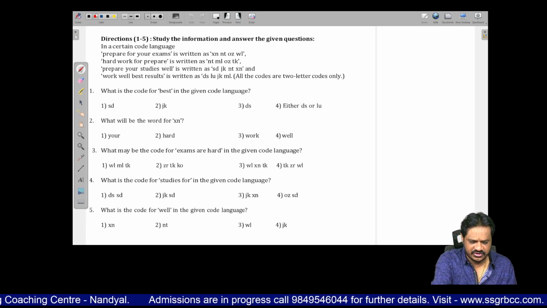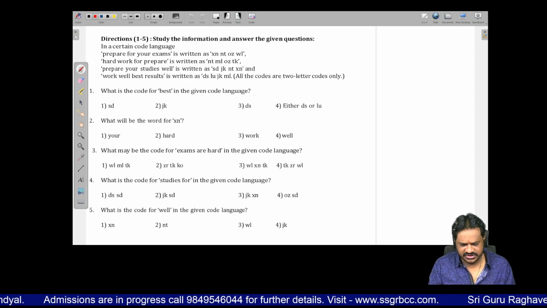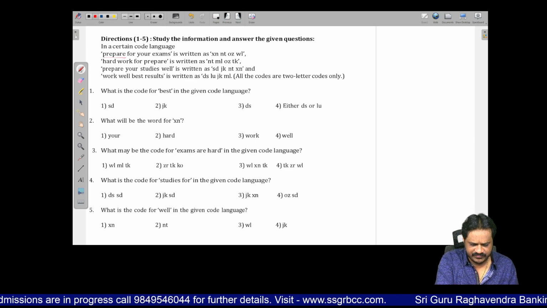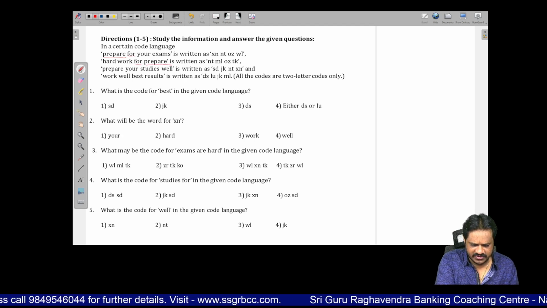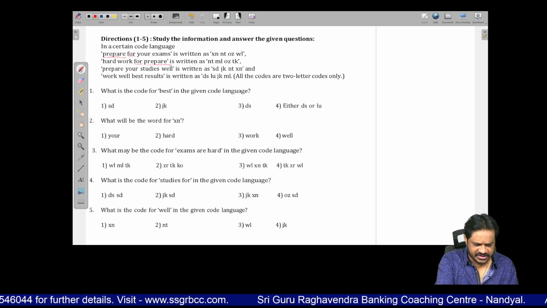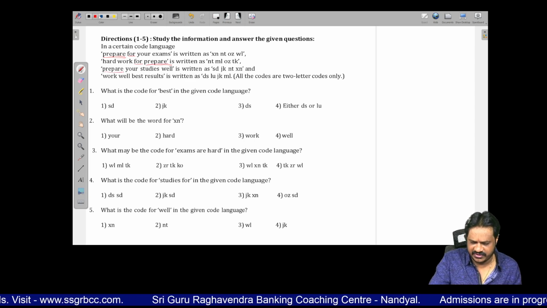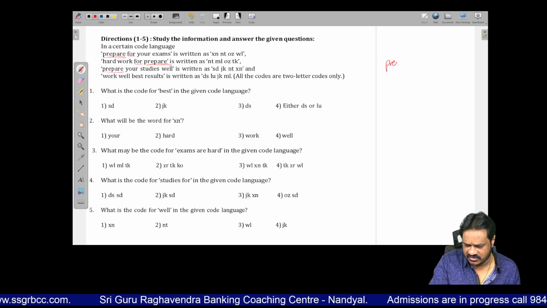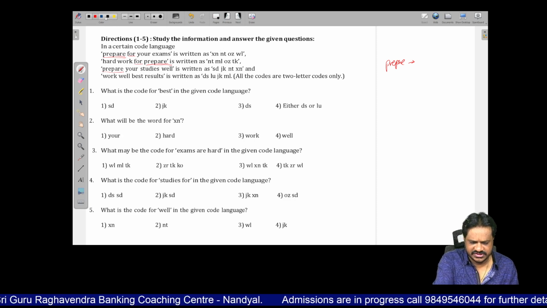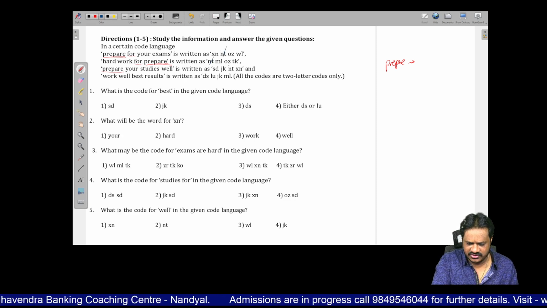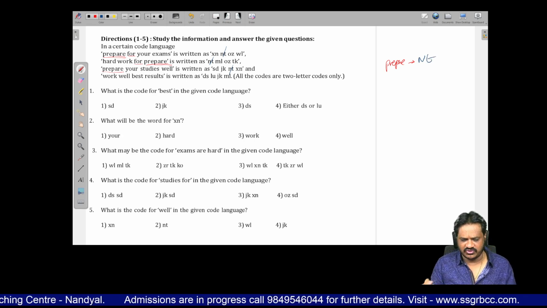If you see statement 1 and statement 2, you have to observe them generally. You can see the word prepare, and also the word for. Prepare is common, for is common. Now, if you see the first, second, and third sentences, prepare is common in all three. In first, second, and third, you can see the code NT in common. So, what is the code for prepare? Prepare code is NT.